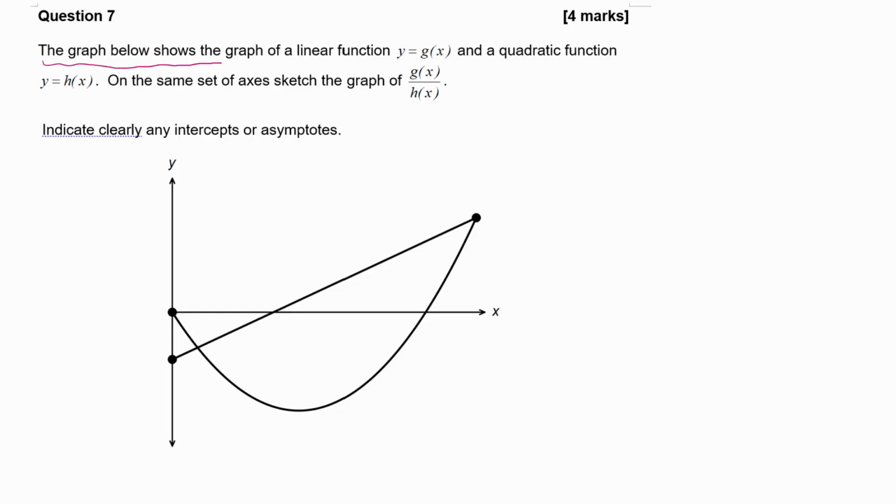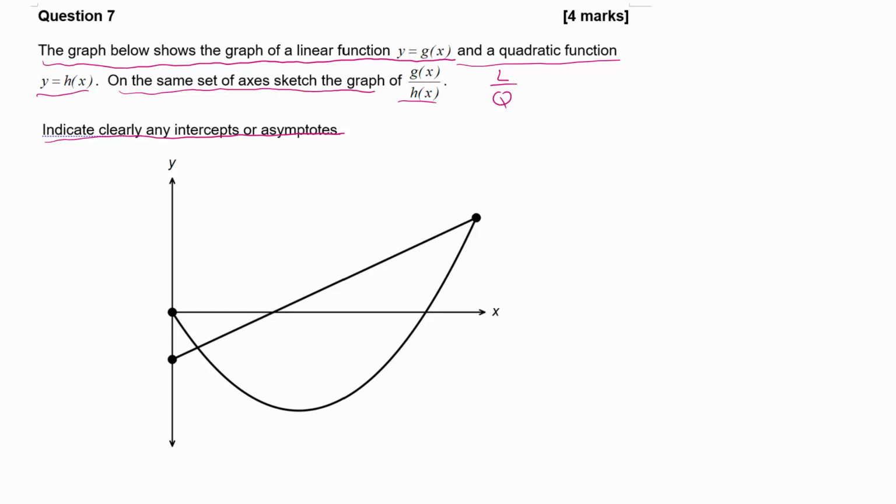The graph shows the graph of a linear function y equals g of x and a quadratic function y equals h of x. On the same set of axes, sketch the graph of g of x over h of x. Indicate clearly any intercepts or asymptotes. Now, g of x over h of x means it's the linear divided by the quadratic.